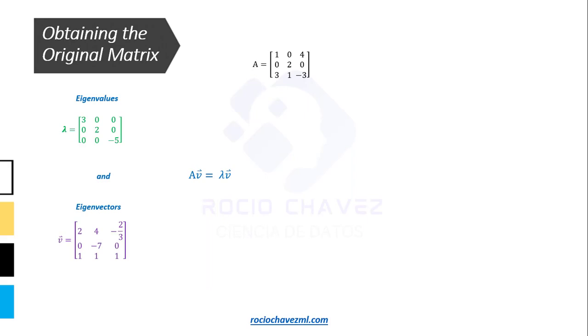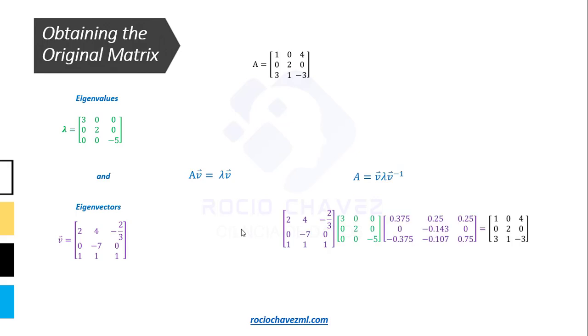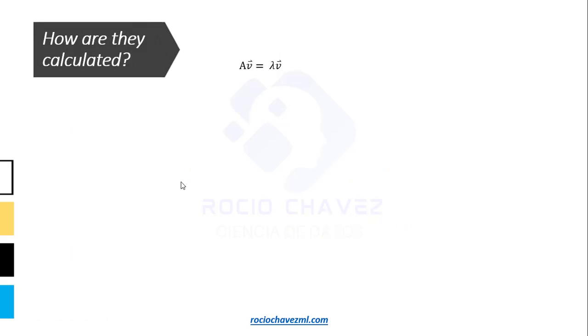What if we wanted to find the original matrix using only the eigenvalues and eigenvectors? If we rearrange the eigen-decomposition formula, we can obtain the original matrix by multiplying the matrix containing the eigenvectors by the matrix of eigenvalues and the inverse matrix of eigenvectors. Now that we have seen an example of how eigenvalues and eigenvectors are multiplied, let's see how they are calculated, starting with the eigenvalues. And once we have obtained the eigenvalues, we will calculate the eigenvectors.